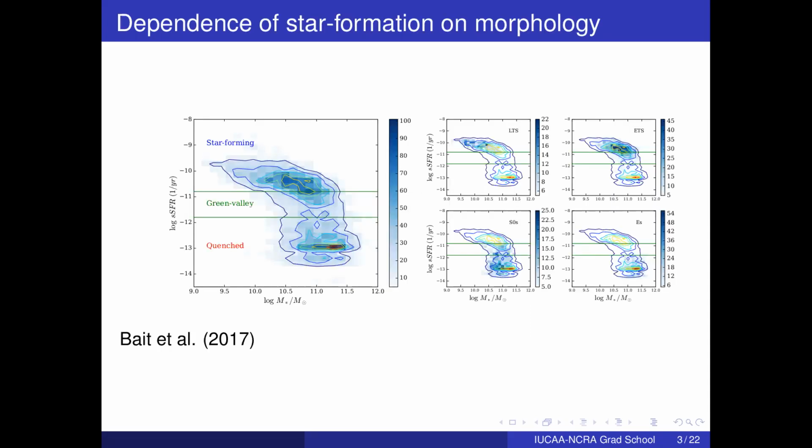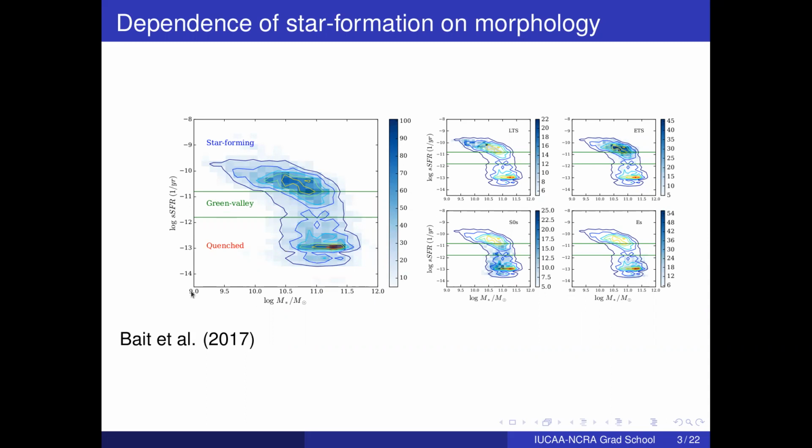Some years ago, my PhD student Omkar did a very comprehensive study of this question. In fact, this was the central question of his PhD thesis. He first asked the question, how does star formation depend on morphology? And what is shown here is the density contour of his sample.